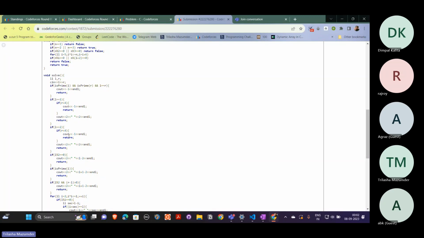Again, for L equal to 2, if you observe, there won't be any answer for 2 1, 2 2, 2 3. But for 2 4, again, you can break it down into 2 and 2, and the answer will always exist thereafter.